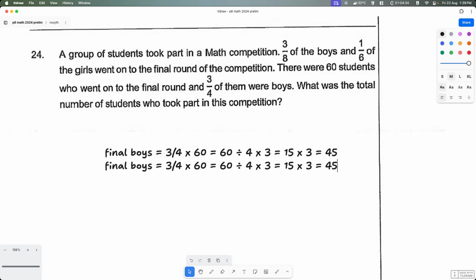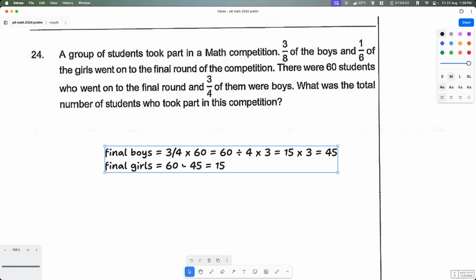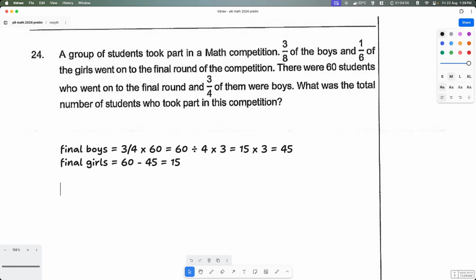So final boys is 45, final girls is equal to 60 minus 45, and this will give us 15, right? So we know the final boys and final girls. We also know that 3/8 of the boys and 1/6 of the girls went to the final round. So that means 3/8 of total boys is equal to 45.